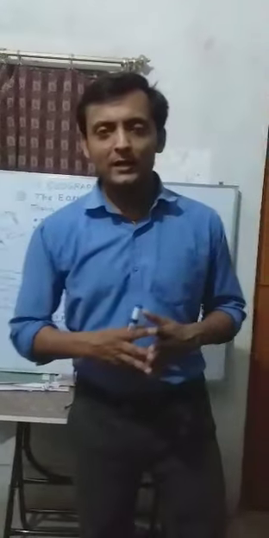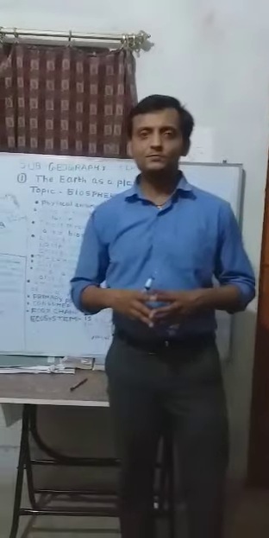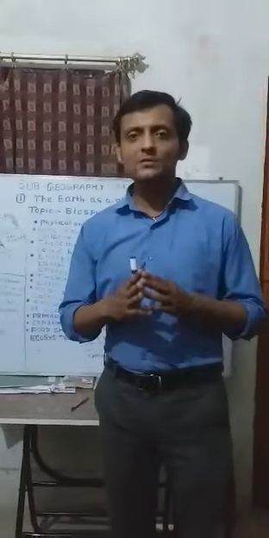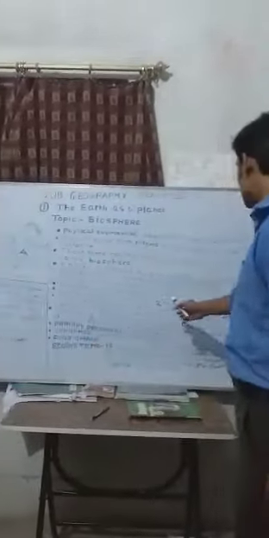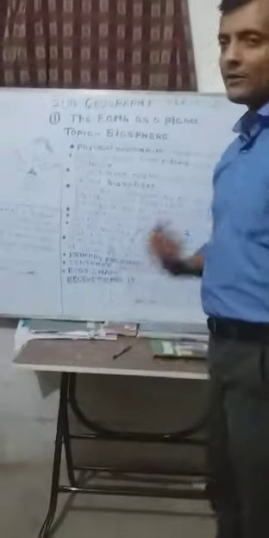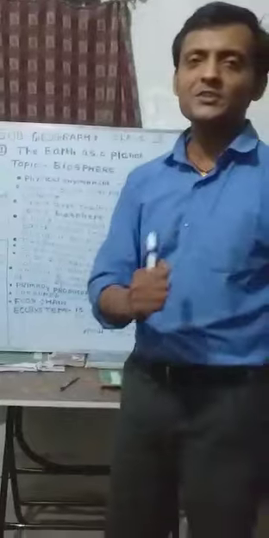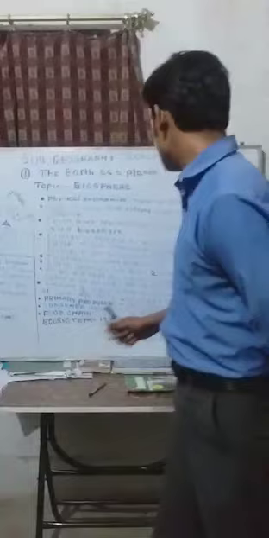Out of the total energy radiated by the sun, our earth receives only 2 billionth part of the total. Students, on an average our earth receives 2 gram calorie of energy per square centimeter per minute, which is equivalent to 500 million tons of coal.